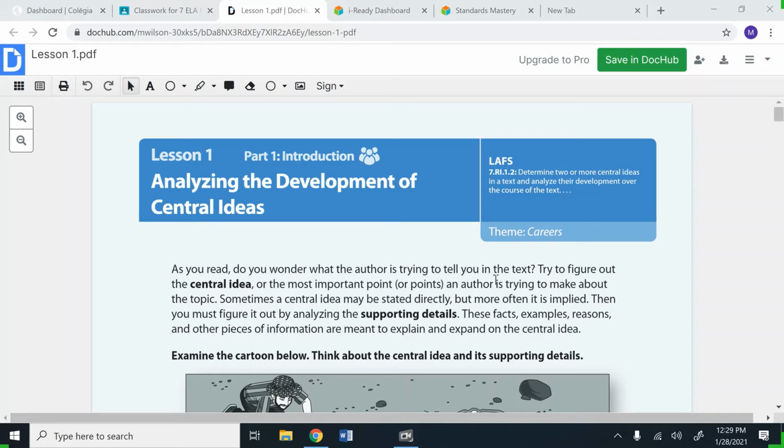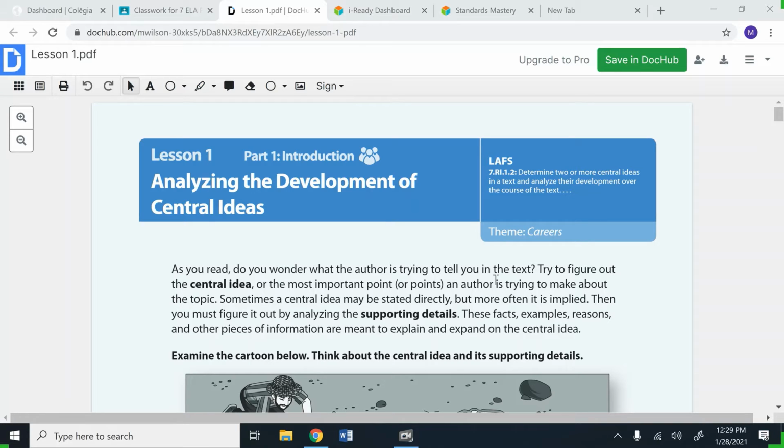Now, if I were to try to figure out what the central idea of this paragraph would be, I would have to look at the supporting details. In this case, I could probably assume that the central idea is becoming an emergency medical technician. It takes medical training and the ability to stay calm in emergencies.